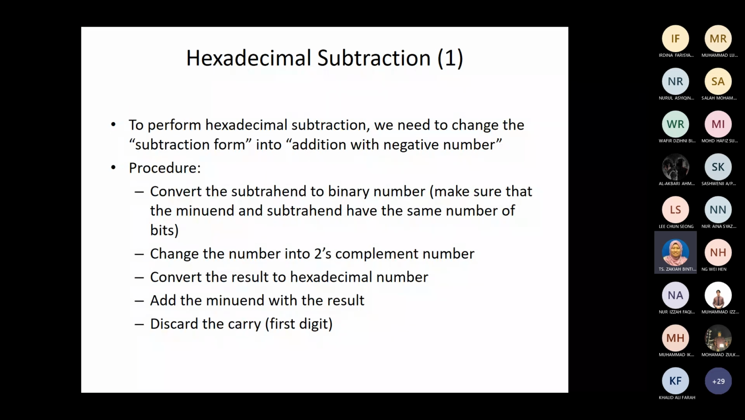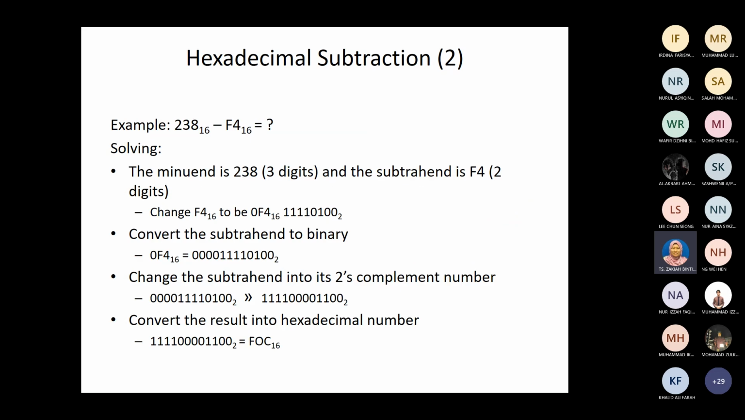Now next, subtraction. First for subtraction, we need to change the subtraction form into addition with a negative number. First, convert the subtrahend to a binary number. Make sure that the minuend and subtrahend have the same number of bits. And then change into 2's complement number. And then convert the result to hexadecimal number again. Then you add the minuend with the result, and then discard the carry, which is the first digit.